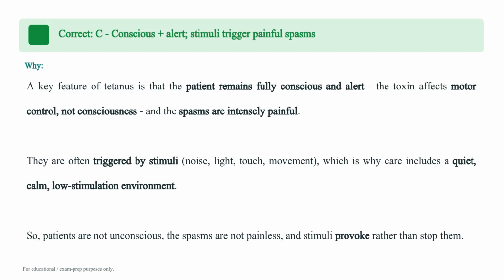The answer is C. The patient stays conscious and stimuli trigger painful spasms. A key feature of tetanus is that the patient remains fully conscious and alert, but the toxin affects motor control, not consciousness, and the spasms are intensely painful. They are often triggered by stimuli such as noise, light, touch, and movement, which is why care includes a quiet, calm, low stimulation environment. So patients are not unconscious, the spasms are not painless, and stimuli provoke rather than stop them.